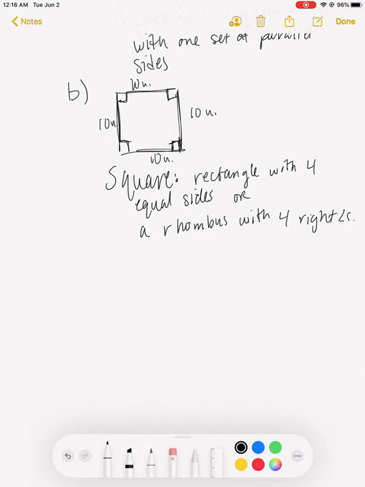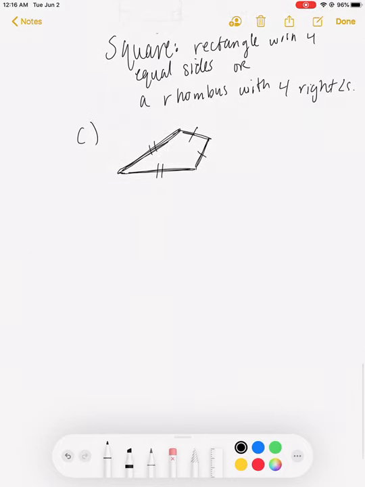Okay. Part C is a kite. Okay, so it's a kite. I'm drawing a little bit on its side here. There you go. This side and that side are equal. This side and this side are equal. Okay. So the kite looks like a flying kite that you fly.